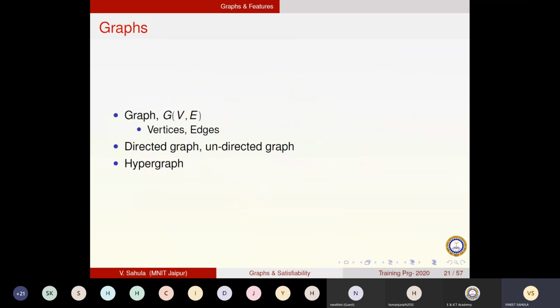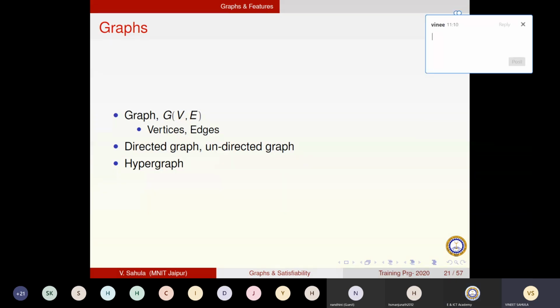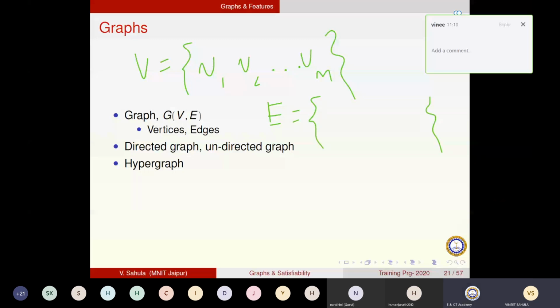Graph. What is a graph? A graph is a set of, or superset of, a set of vertices and a set of edges. Is that okay? I will try to write as small as possible. So a graph is a superset of vertex and edge sets. What is a vertex set? A vertex set is a number of vertices, V1, V2, and up to Vn, n vertices. And what is the set of edges? An edge connects two vertices. So this is a set of edges.